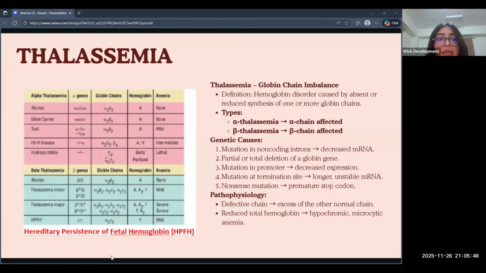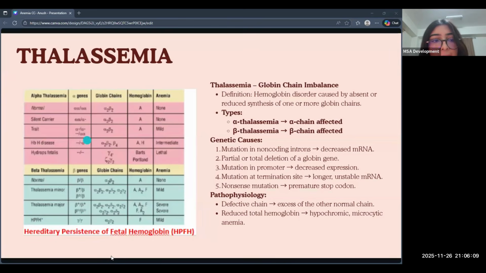It can cause mild anemia, but the rest of the alpha genes can compensate, and that would just make it a mild anemia. Then we have HbH disease. Now, this is a more severe form than the ones that we talked about. What happens in this is that there's 3 genes deleted. There's too few alpha genes, so no compensation can take place.